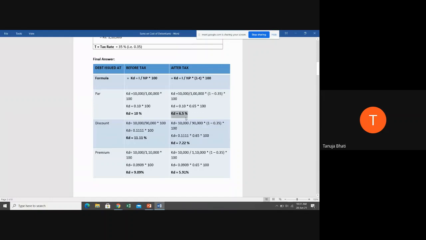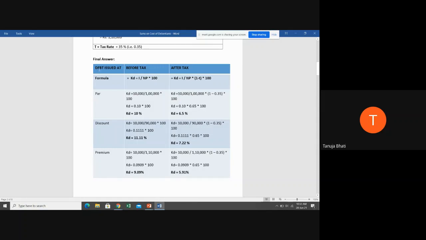On the same lines, we are solving where the debentures are issued at discount after tax. So this entire thing remains the same, only you're going to multiply it with 1 minus 0.35 into 100. So you get KD when the debentures are issued at discount as 7.22%. Similarly, for premium, you're going to do the same step and then you're going to get the debentures issued at premium after tax. The cost is 5.91%.